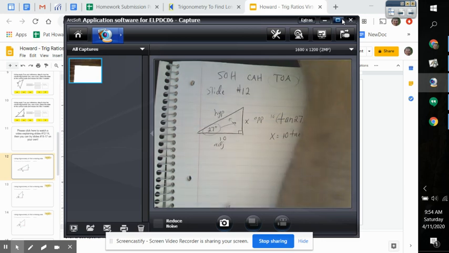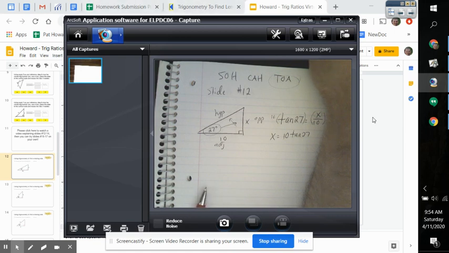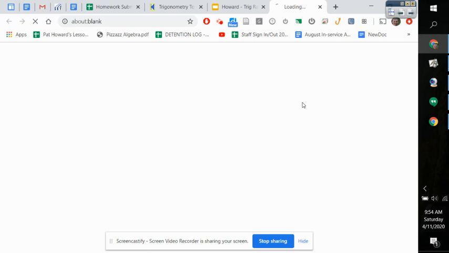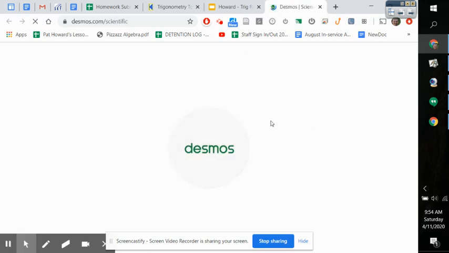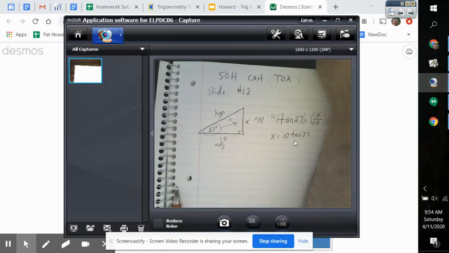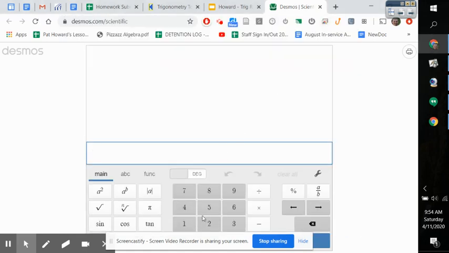Now, I miss our graphing calculators. You guys don't have that. You'll notice on this slide here, it says calculator. If you click on this, it's going to take you to a little calculator. Now, we want to do 10 times tangent 27. So it's 10.